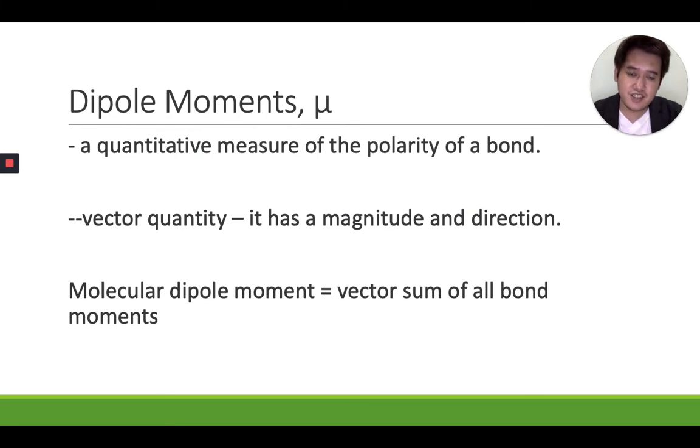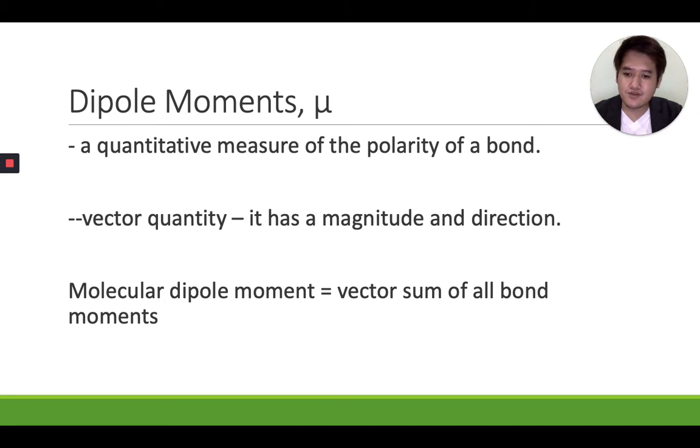In our discussion on bond polarity, we were talking about polarity arrows, which give us the direction of where the electrons will be going, and it usually points to the more electronegative atom. This is actually quantitatively measured by dipole moments, represented by the Greek letter mu. Dipole moments are quantitative measures of the polarity of a bond, and it is a vector quantity. That means it has a magnitude and direction, but we won't be dealing too much with the math as long as we know the concepts behind it.